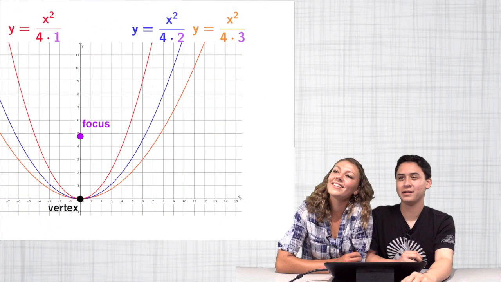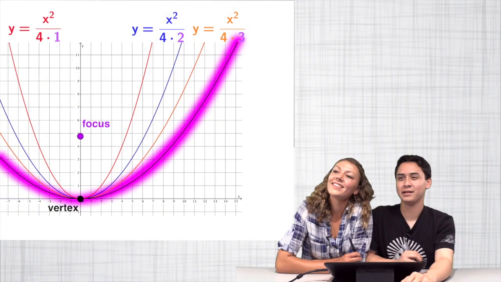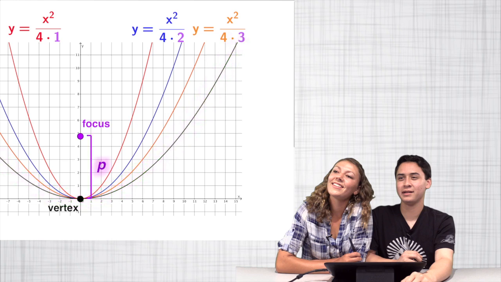Sasha and Keoni conjectured that if you have a parabola with an unknown distance between its focus and vertex, which is represented by the letter p, then the equation for the parabola will be y equals x squared divided by 4 times p. In the next episode, they will test this conjecture.